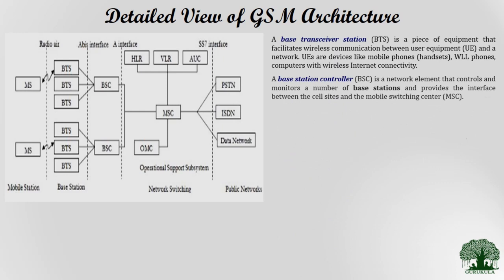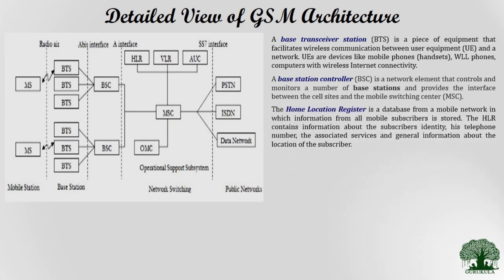Your BSC is the base station controller, which receives signals from multiple BTS, monitors a number of base stations, and provides the interface between the cell sites and the mobile switching center. So that is the main function of the BSC. Next, you can see that all the signals collected from several base station controllers are connected to the mobile switching center, that is the MSC.